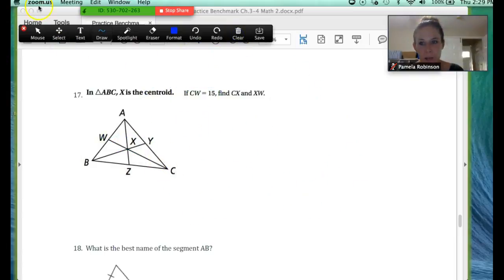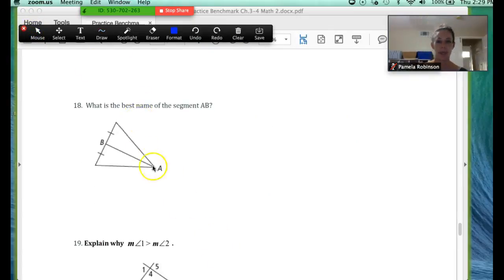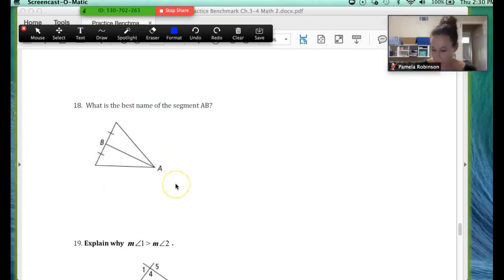What is the best name of segment AB? Segment AB, well look, it comes from the angle and it comes to the opposite side, bisecting the opposite side. So what does that? What comes from one side and bisects the opposite side? Okay, this has the word bisect in it, but it's not necessarily a perpendicular bisector. However, it could be. This could also be the perpendicular bisector.